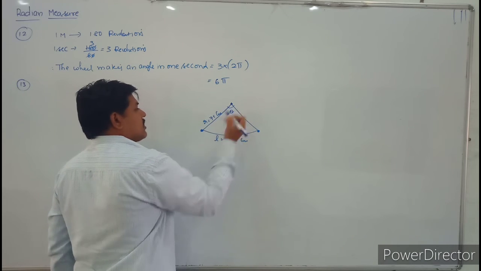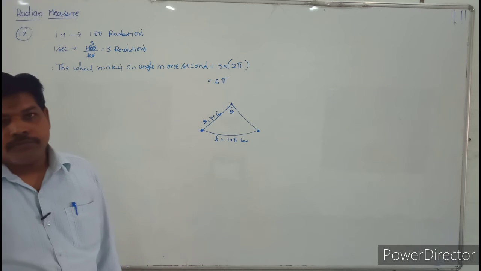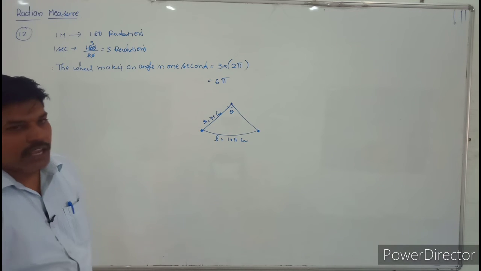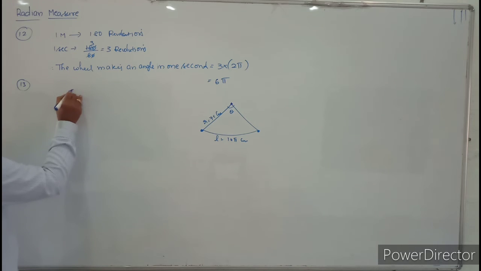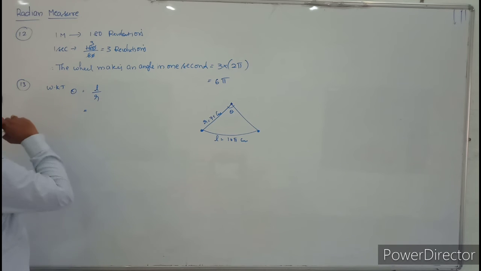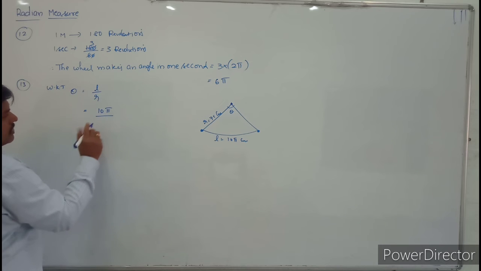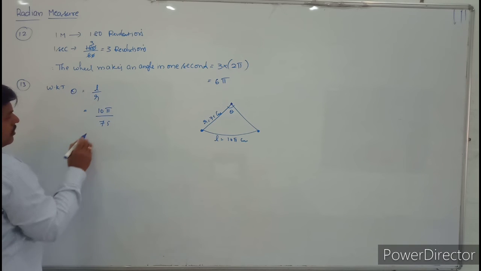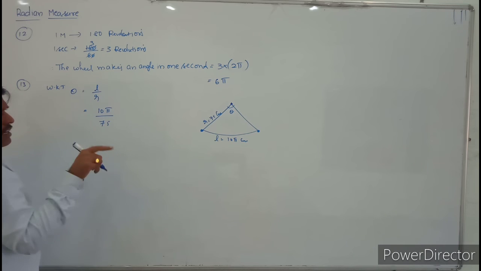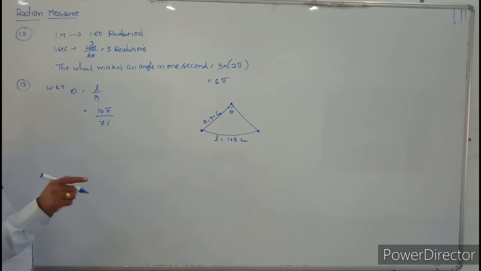They are asking what the theta value is. You already know the formula. Theta is equal to L by R. What is the L value? L is 10 pi by R, and R is 75. They have given the answer in terms of degrees.